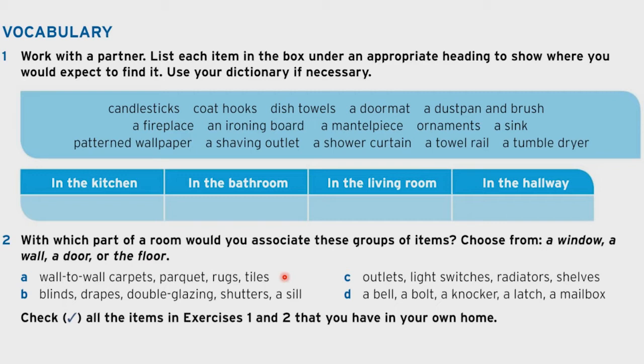Please continue with the rest of the groups, and when you finish, you're gonna check all the items in exercises 1 and 2 that you have in your own home, right? For example, I think that all of us have a sink, but not all of us have a fireplace, right? So you're gonna check the ones that you have from this exercise and from this other exercise, right?